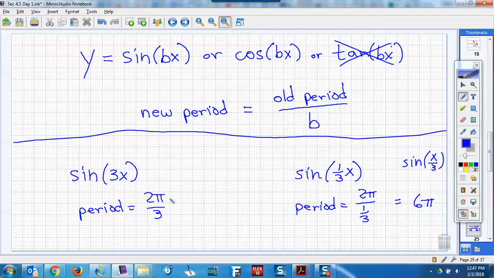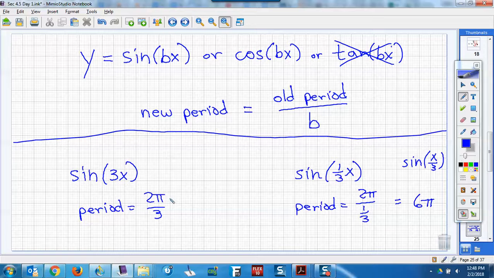So whenever you have a number in here, just take the normal period, which is always 2 pi for sine and cosine, and divide by that number, and that gives you the new period. Now, what that allows you to do then, we'll go ahead and graph one here.